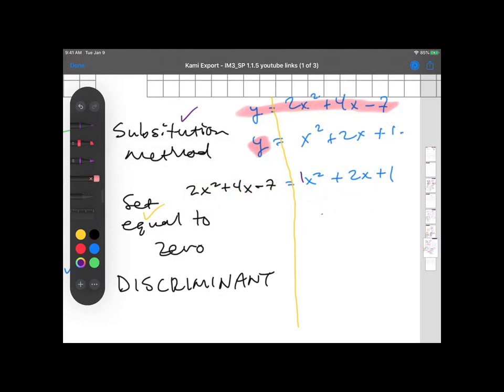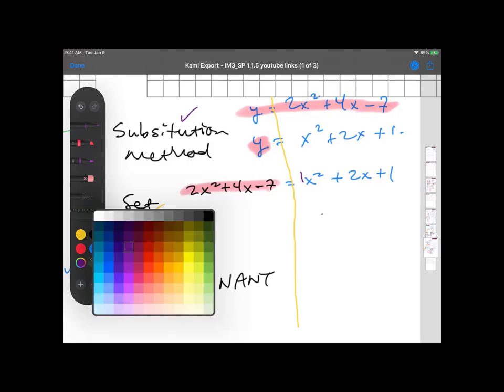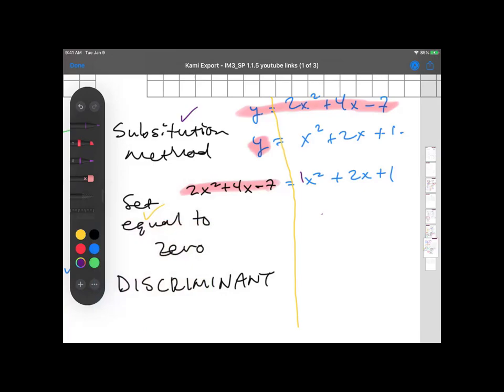Okay? That was supposed to be red. Okay. So let's move everything to the left side. Left side. Let's do that. So I'm going to subtract 1x squared. I'm going to subtract 2x. And I'm going to subtract 1.